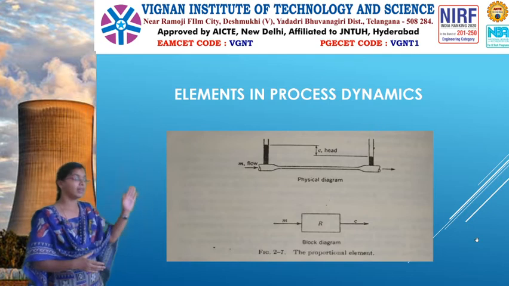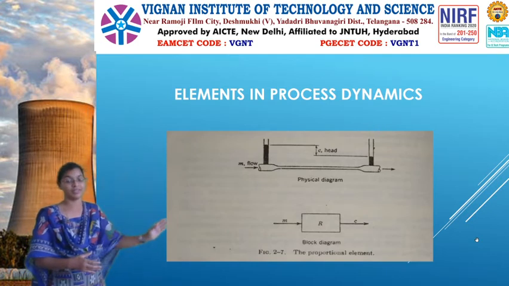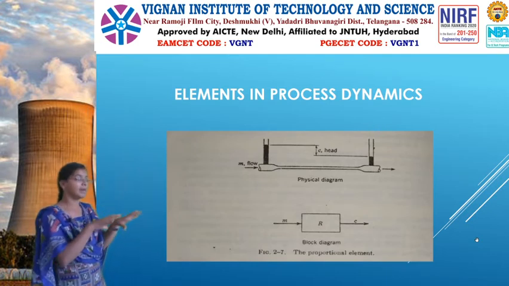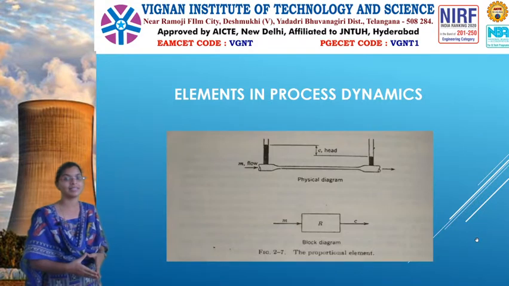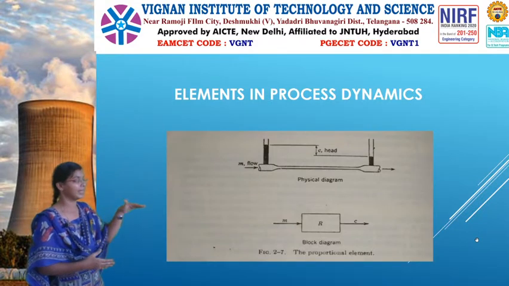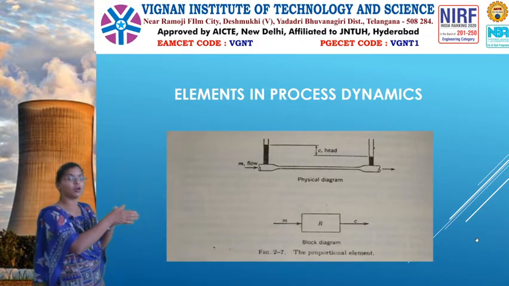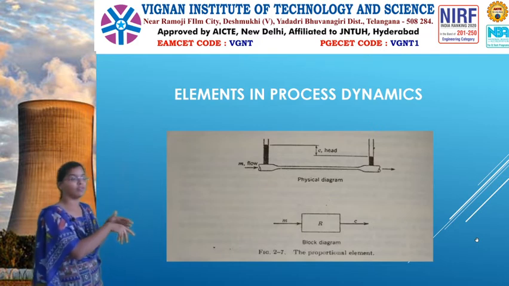Wherever we have a pipe connection in a process industry, it acts like a resistive element. How does it act like a resistive element? Because here we are placing a restriction, that is, a valve. When you operate that valve, if you close it, the flow rate will be closed.